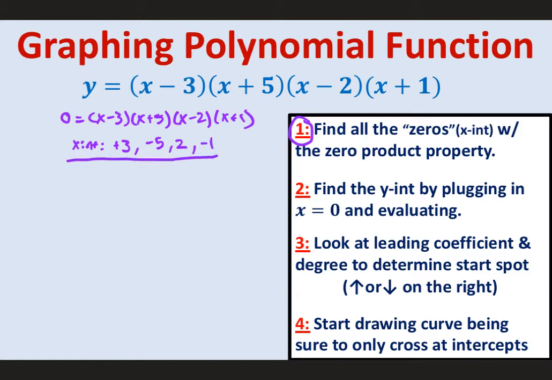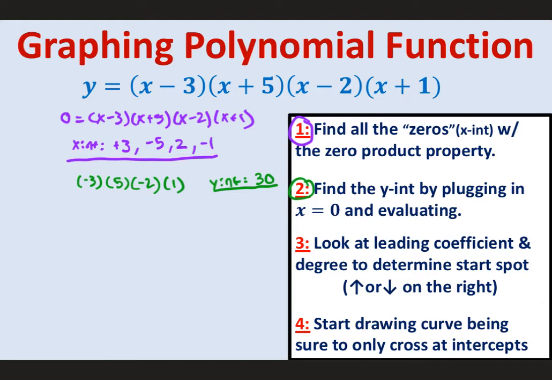These are my x-intercepts. All right, my next piece, my y-intercept, I'm going to do in green. So I'm going to plug in 0 for all the x's. That becomes negative 3 times positive 5 times negative 2 times positive 1. That's all the x's being 0, just multiplying what's left over. It tells me that negative 15 times negative 2 is positive 30. So my y-intercept is positive 30.